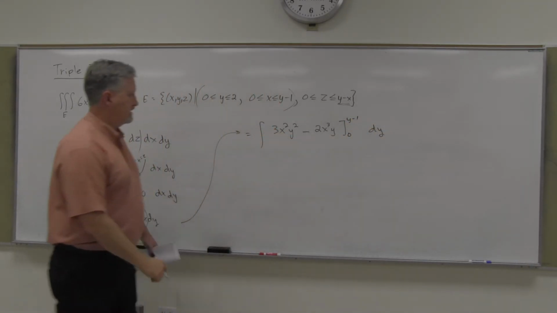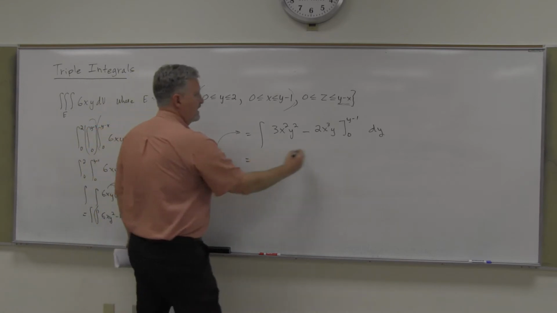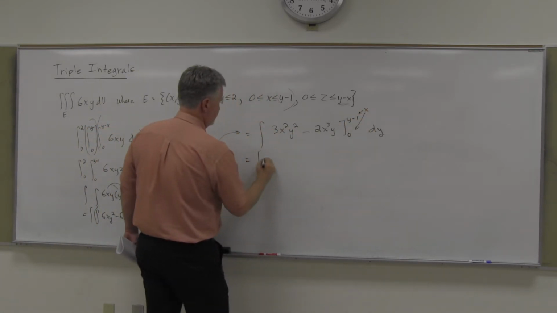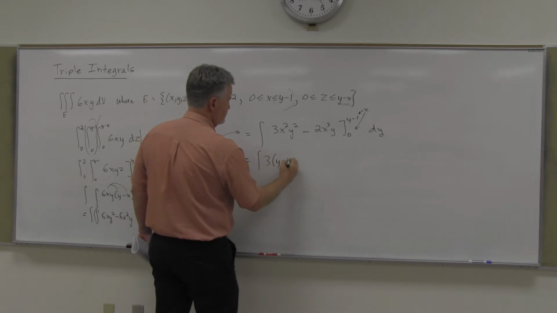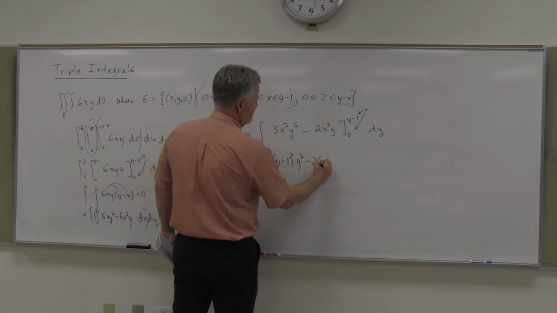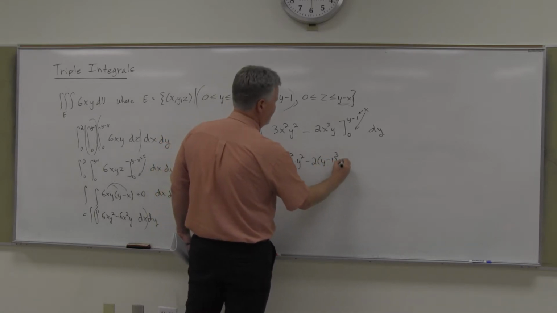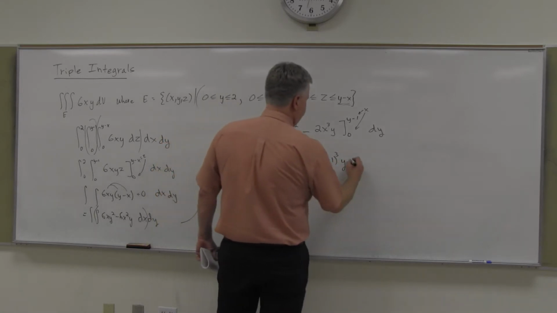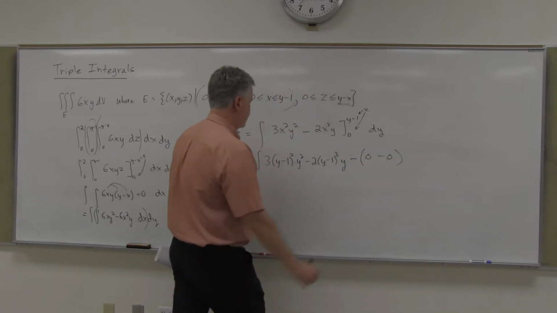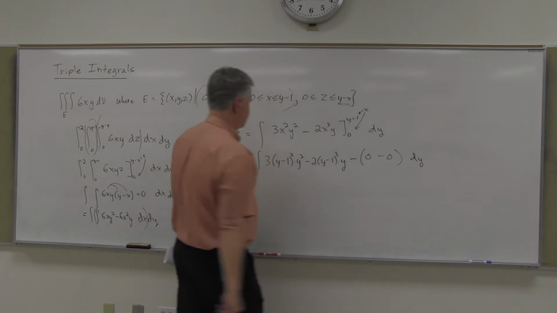Then we'll do the y's next. These are x's, so plug those in for x's. So it'll be 3 times y minus 1 squared times y squared, minus 2 times y minus 1 cubed times y. And the good news is the lower limit is 0, so we just have to deal with that.